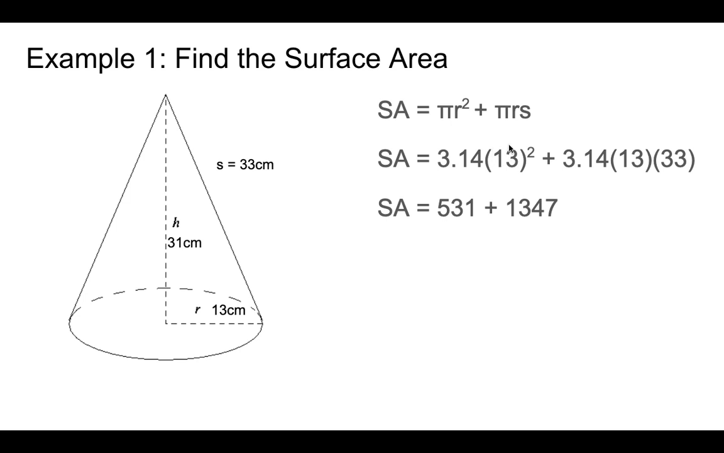13 squared is 169 times 3.14 is about 531. And if you multiply these three numbers together, you get 1,347. And now our last step is to add those two numbers together to get the total surface area of the cone. It's in centimeters, and don't forget the units are squared because we're dealing with two dimensions. We have two dimensions here with r and s, and two dimensions here with two r's.